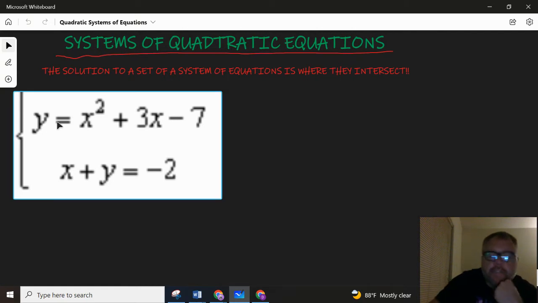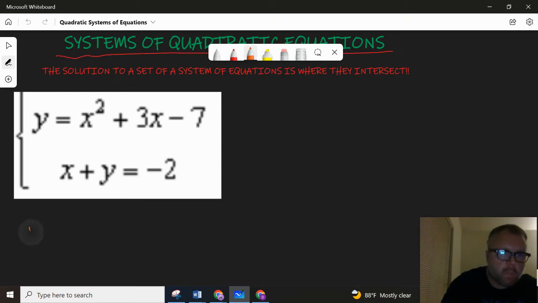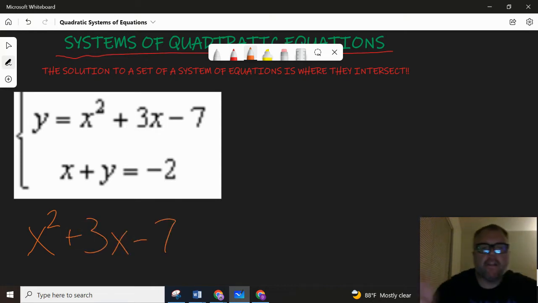But you see the top one's already solved for y. The quadratic's already solved for y. The linear function, we need to solve for y before we can set them equal to each other, right? So in this bottom equation, we're just going to subtract x from both sides and then set them equal to each other. All right, not too bad. So what do we have for the quadratic? We have x squared plus 3x minus 7. And then our linear, right? Remember we subtracted x from both sides, giving us y equals negative 2 minus x.